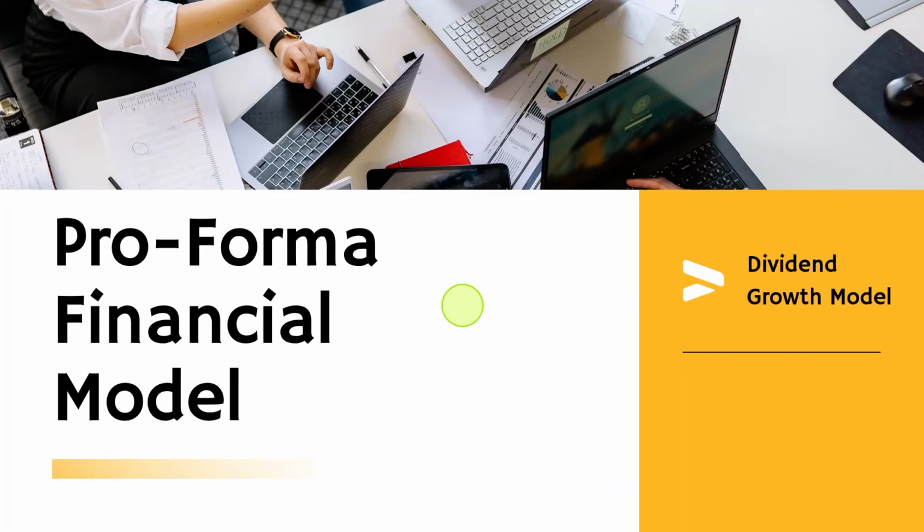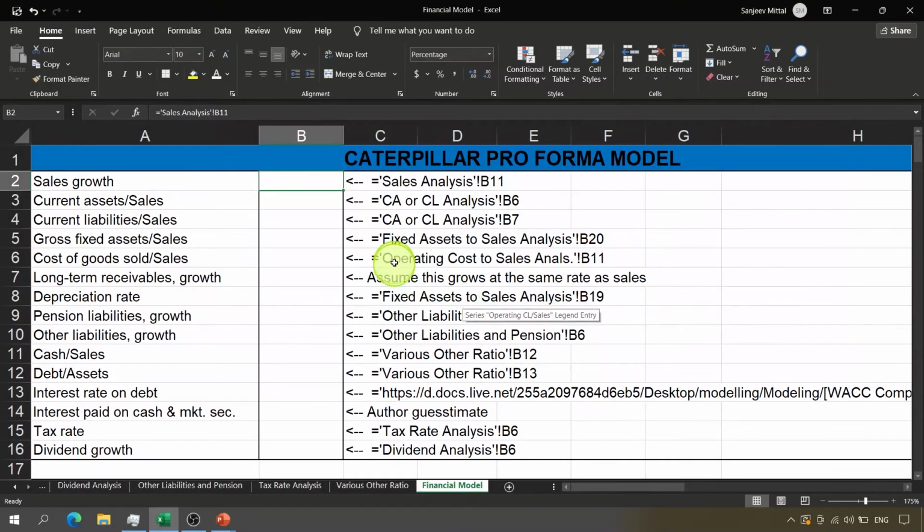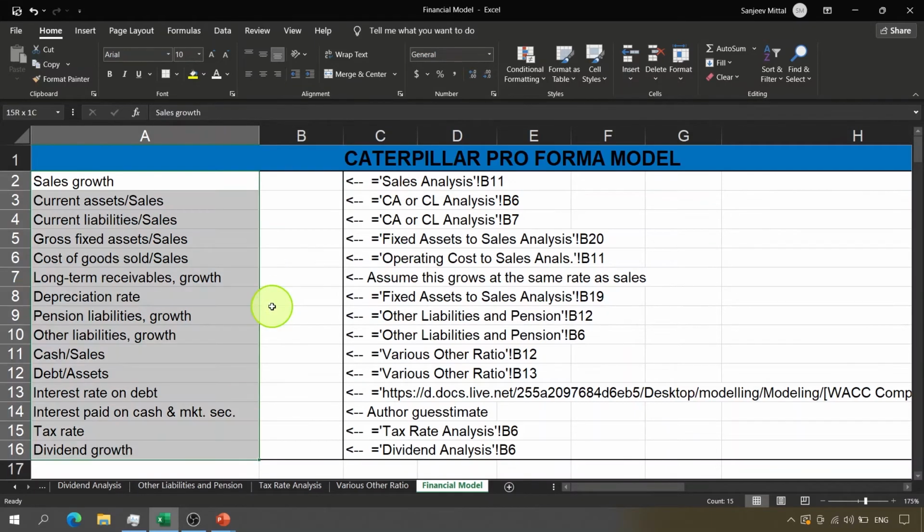Let's try to create our Proforma financial model, which means that we have prepared all the ratios, and now it's time to put them into a single sheet so that we can proceed with our analysis. For that purpose, you can see our Excel sheet here. Inside that sheet, we have prepared all the sales ratio details here. Now let's try to understand all the ratios one by one.